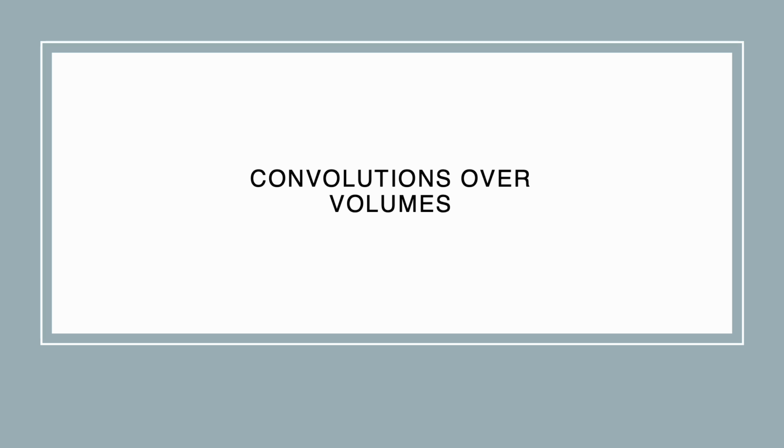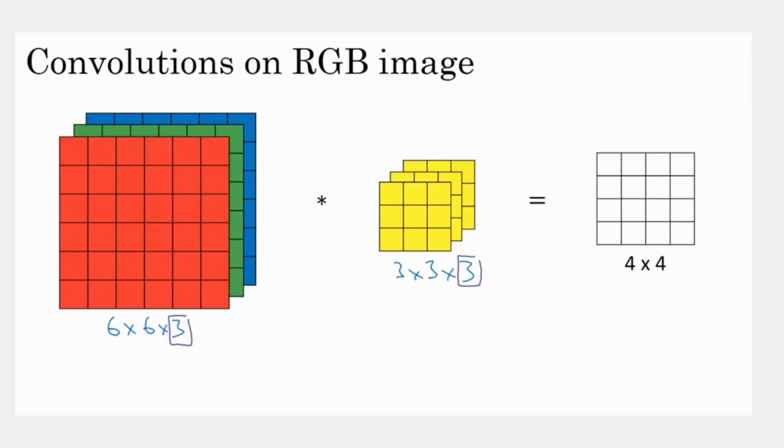So let's now move to the second topic, that is convolution over volume. In this topic we will be talking about how convolution is done on a real RGB image. So let's move right into it. Now suppose this is a normal RGB image. RGB is red, green, blue. Let's suppose we have taken the height and width of the image as 6 by 6, and the number of channels as 3. This is the height, this is the width, and this is the number of channels.